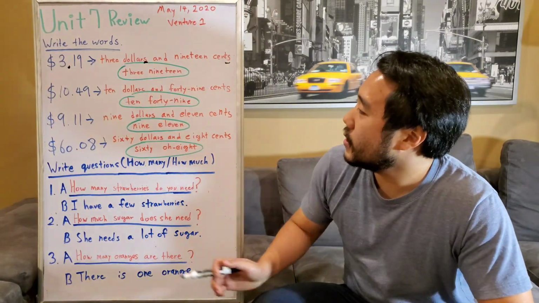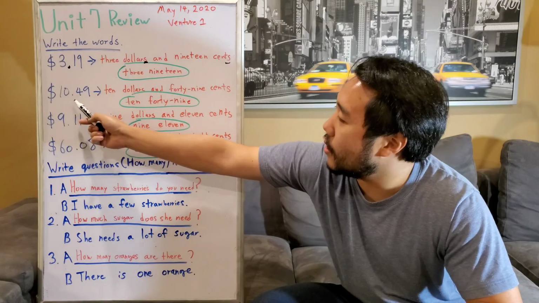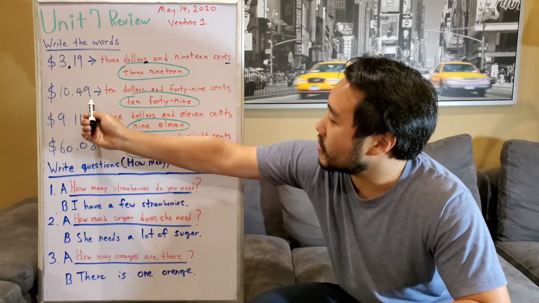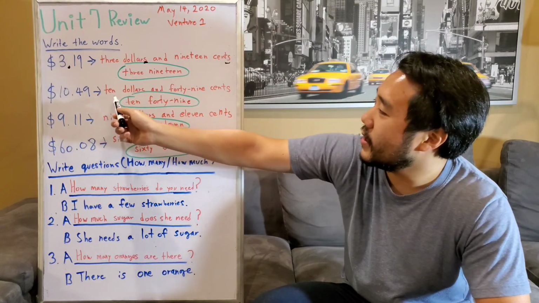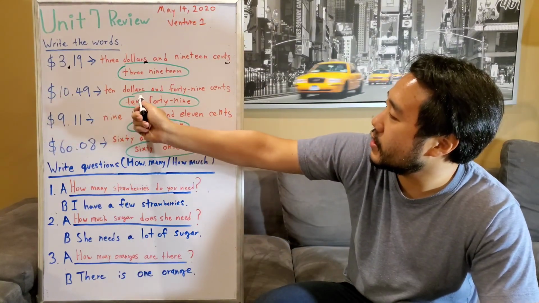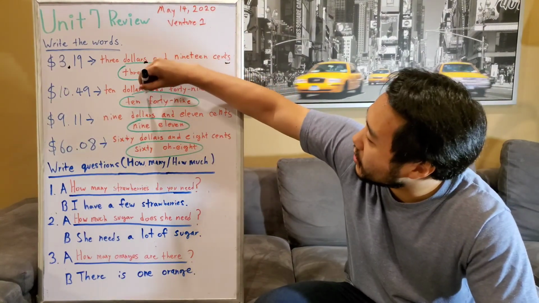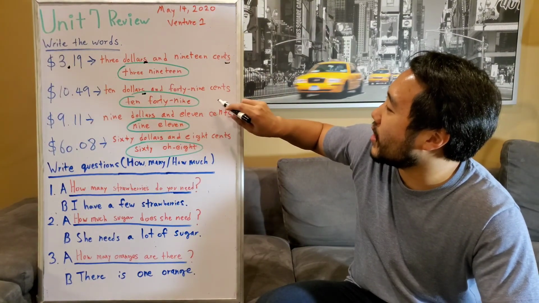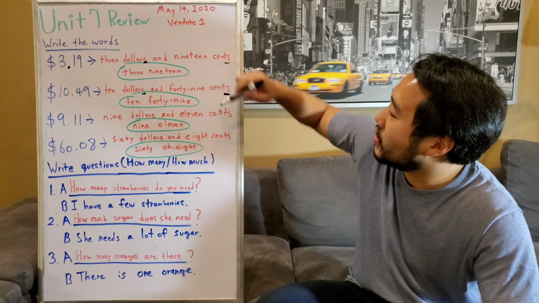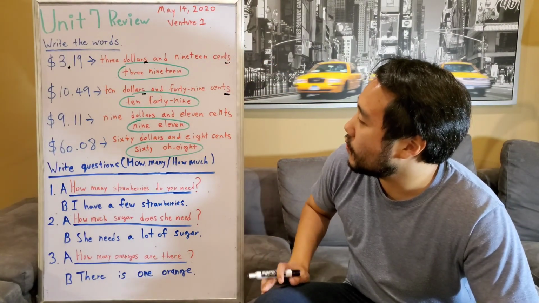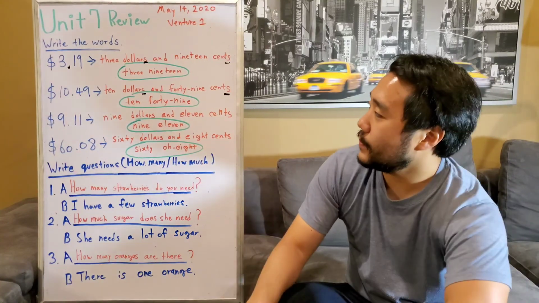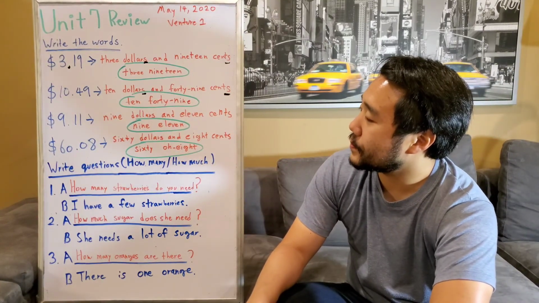Next one. Here in the dollar section we have 10, and in the cents section we have 49. So we say $10.49. We have an S here because it's more than $1. Also plural, 49 cents. And then we can just say 1049.